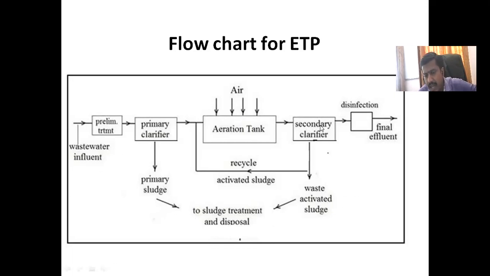But during this process, in the primary and in the secondary treatment level, there is formation of sludge. Sludge means solid particles which are left during the process of the effluent treatment plant, that is, converting untreated wastewater into treated wastewater. So when you convert this untreated wastewater into the treated one, there is formation of sludge.